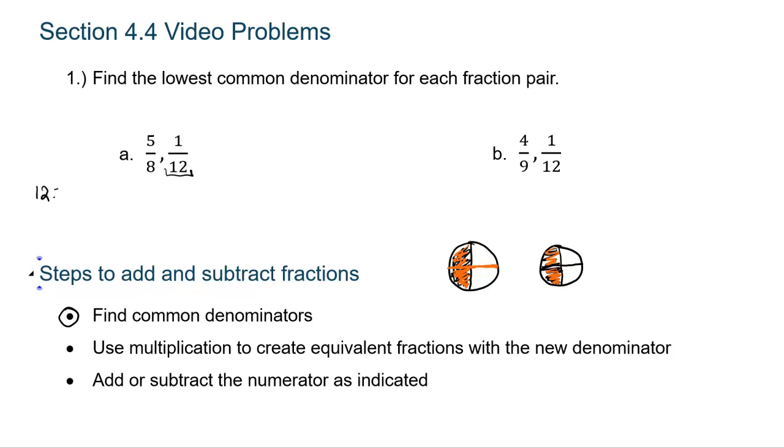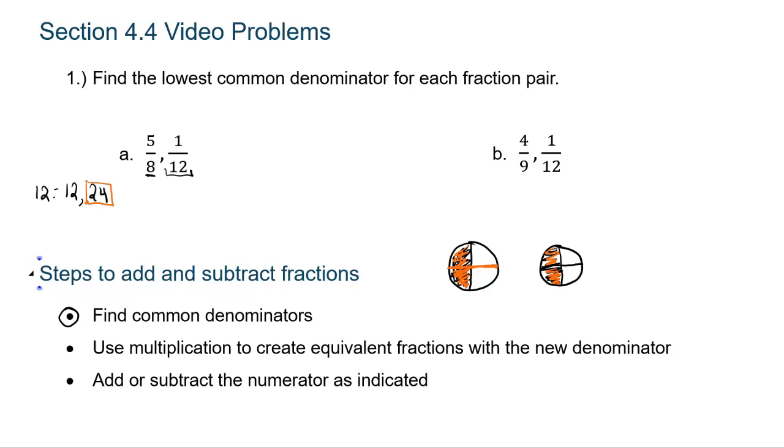I say, okay, well, 12 times 1, that's 12. Does the smaller denominator go into 12? No, it doesn't. So now I'm going to go to 12 times 2, and I get 24. Does 8 go into 24? It does. So that means that 24 is my common denominator. Now, we're finding equivalent fractions where each of these needs to have a denominator of 24.